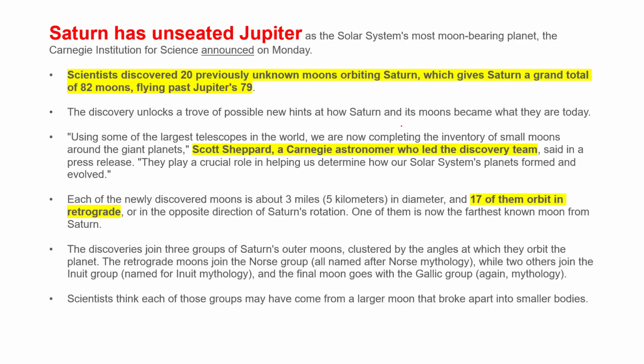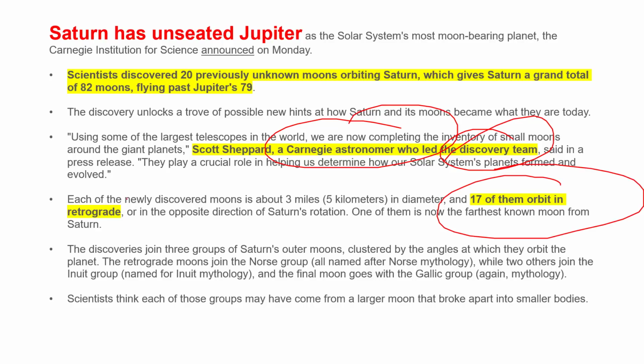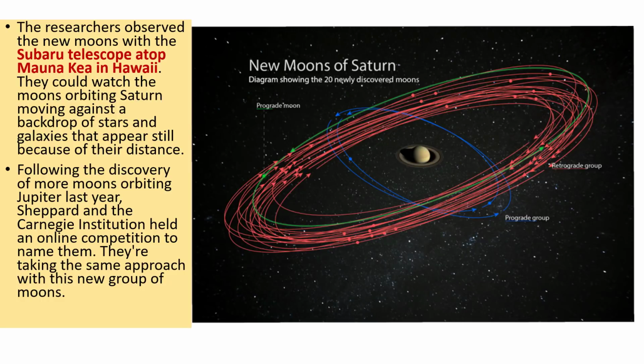Scott Shepherd, a Carnegie astronomer who led this discovery team, and 20 satellites were found. 17 of them orbit in retrograde, meaning opposite to the direction of rotation of the planet, and 3 of them are prograde, meaning they move in the same direction as the planet. You can see most of them are moving in this direction. That is retrograde, meaning opposite to the planet's movement. The planet is moving like that, and they are moving like this. And these are prograde, meaning they are moving in the direction of Saturn.